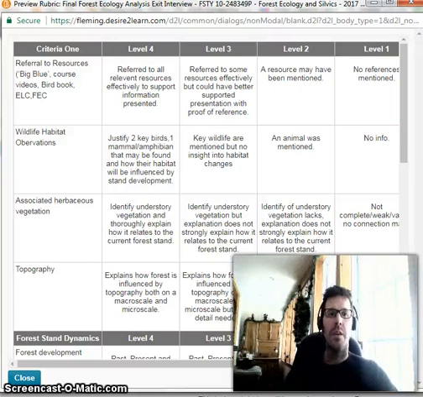So I'm using the Forest Ecology and Silvics rubric that you'll find on D2L, and I'm going to try to work my way through this rubric and mark as I'm speaking, so you can get a sense of what I'm looking for in an interview.